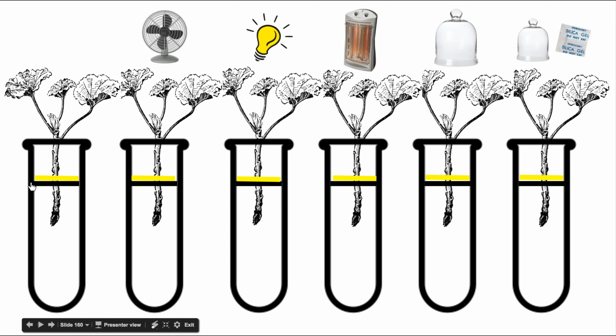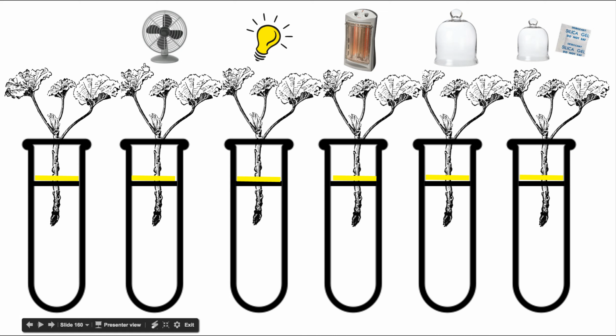Okay, we're going to draw a line on the test tube to show the level of the water so we can see how much that's changed. And we're also going to weigh all of these before we begin. Okay, so at the end, we're going to calculate a percentage weight loss.